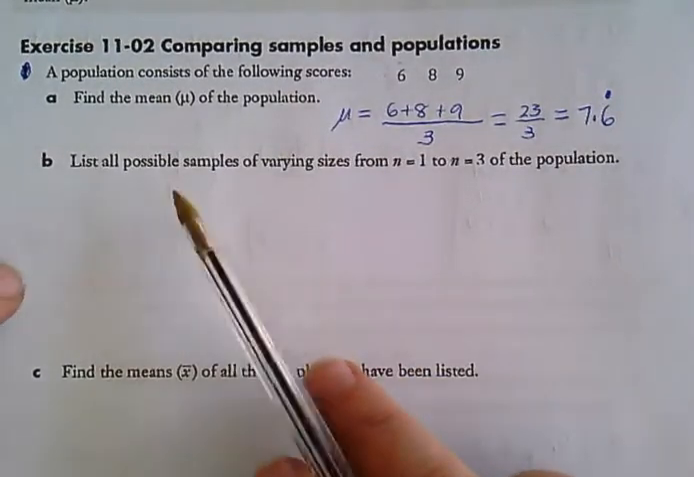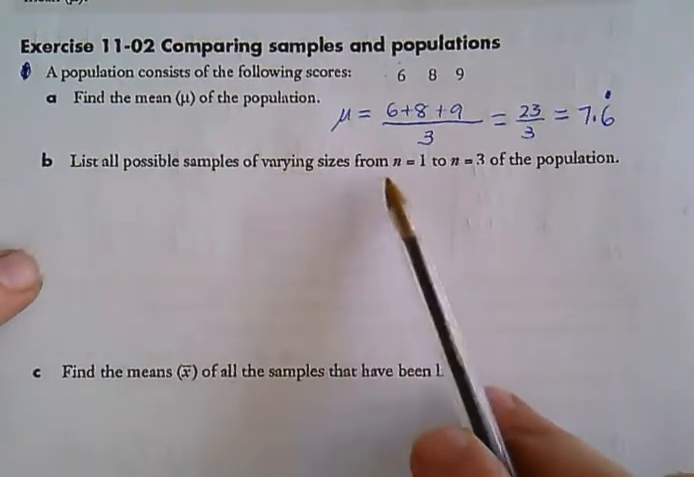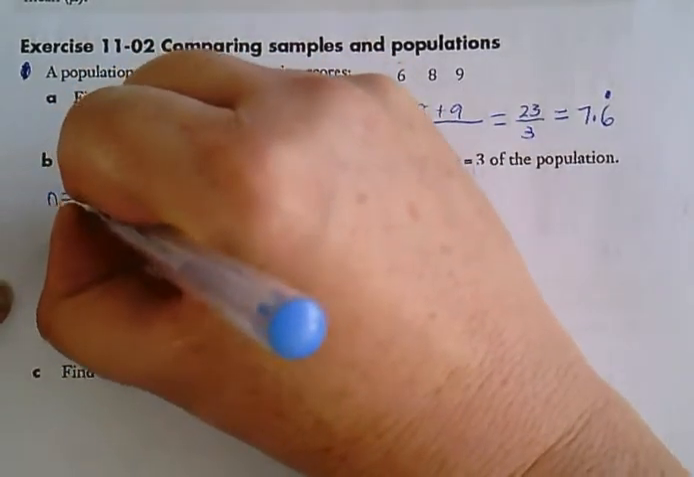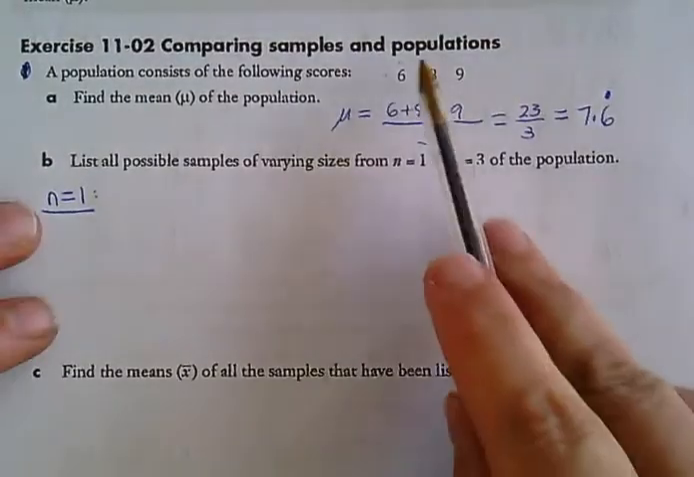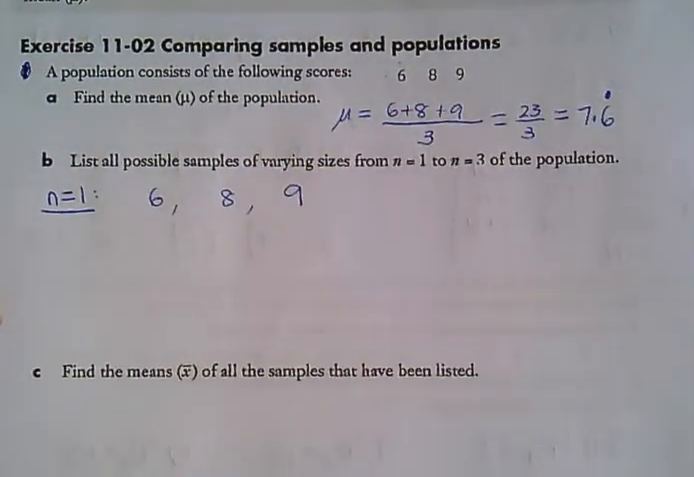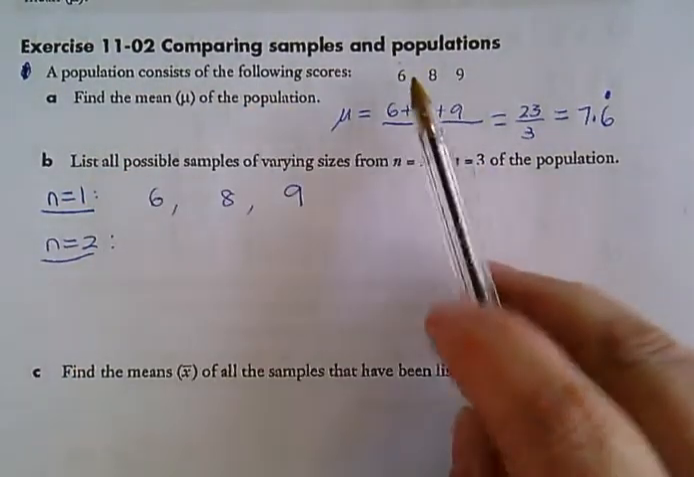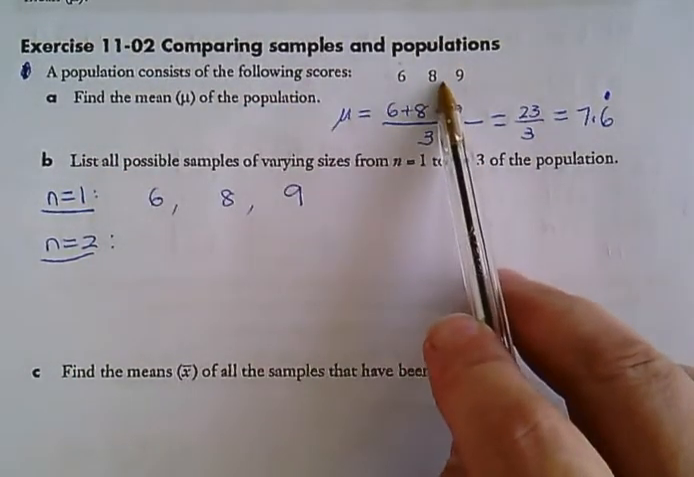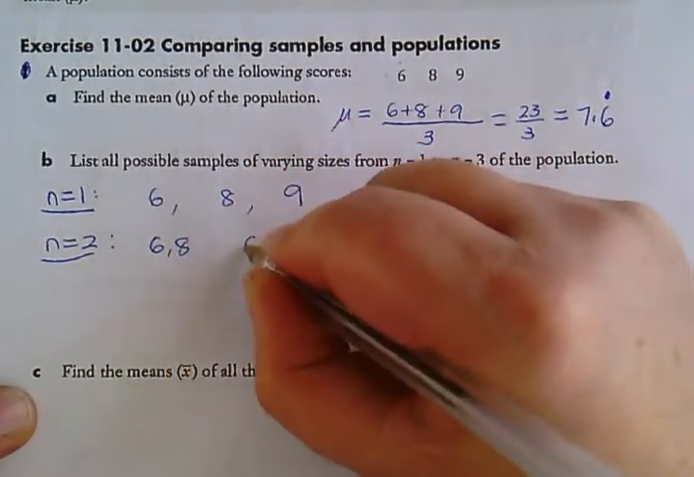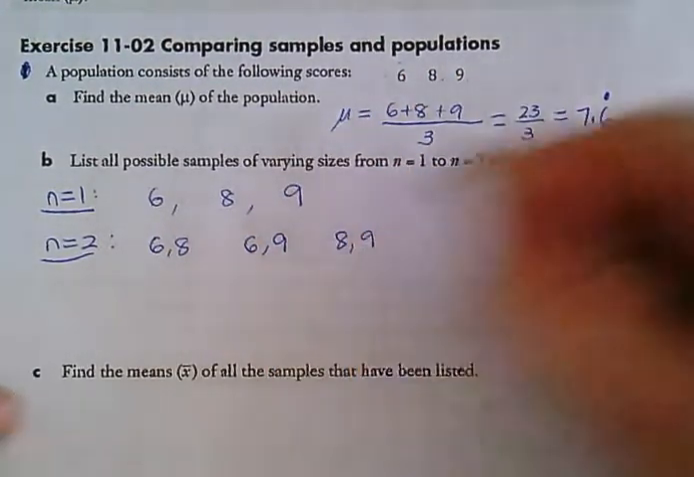Now, the next question says, list all possible samples of varying size from n equals 1 to 3. Now, my samples of size 1, I've got 6, I've got 8, I've got 9. This is like what we were doing in the last exercise. My samples of size 2, choose any 2. 6 and 8, 6 and 9, and 8 and 9.